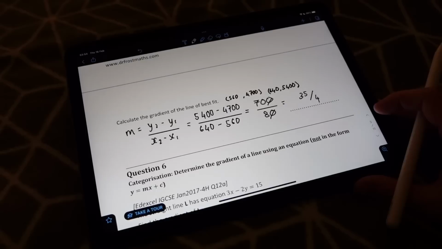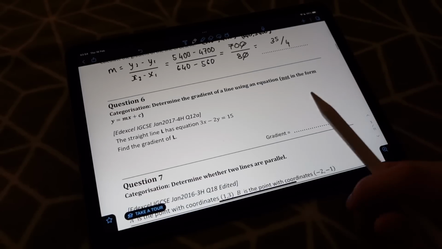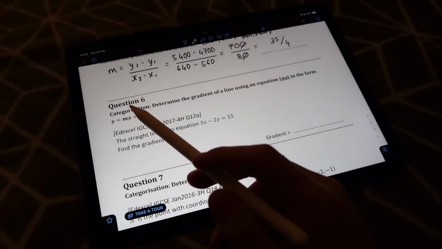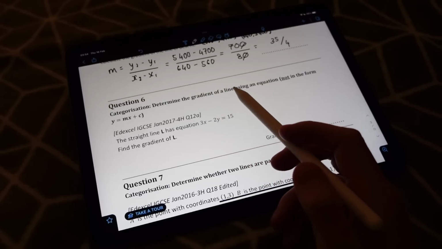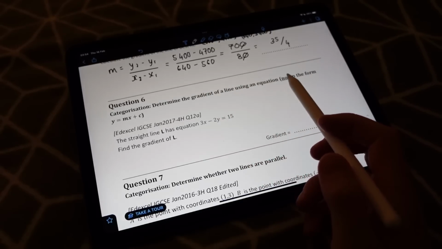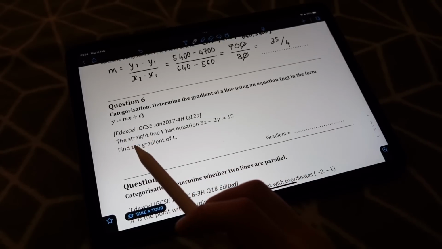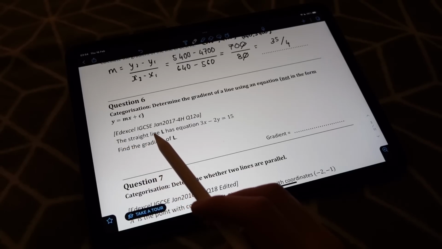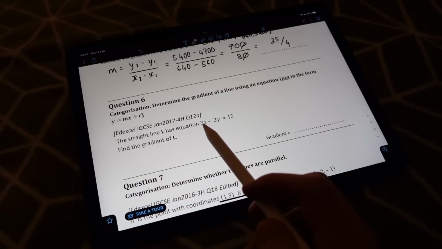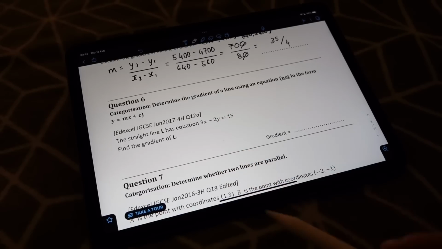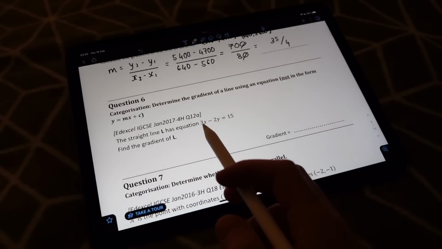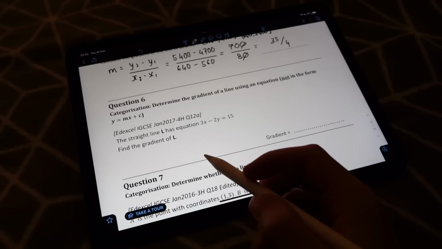So we'll move on to the next question here, which is question 6. The categorization is determine the gradient, again, of a straight line using an equation not in the form y equals mx plus c. So here we have the straight line L as the equation 3x minus 2y equals 15. Find the gradient of L. So to find the gradient of a straight line not in that form, as you can imagine, the best thing to do is to get it into this form. So let's try and rearrange to get it in that form.